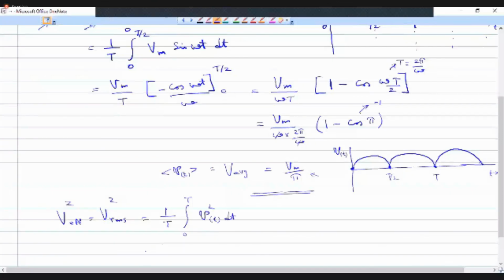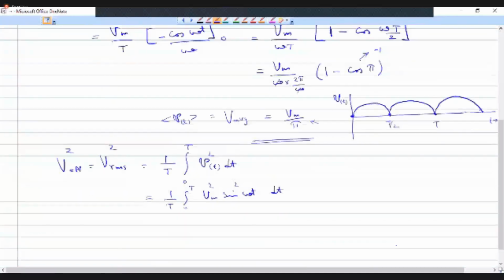So that will be 1 by T. Our v of t is Vm sine omega t, not cos. Sine omega t. Take the square of this. Don't forget to take the square. Now integrate this. Also remember we are considering the half wave, so we don't have limits from 0 to T. We need to take only the limit 0 to T by 2. Okay. So this is 1 by T integral 0 to T by 2. Only we will have this value.